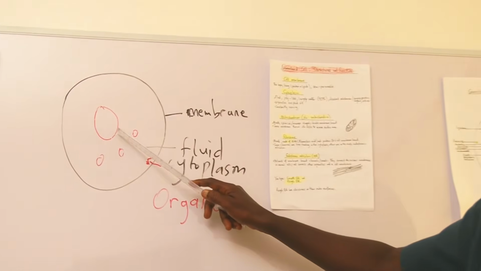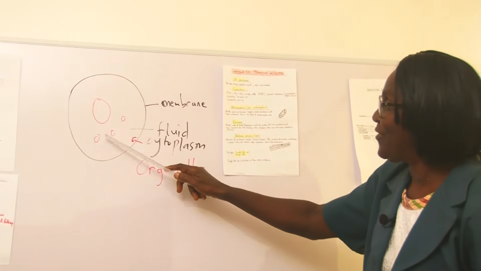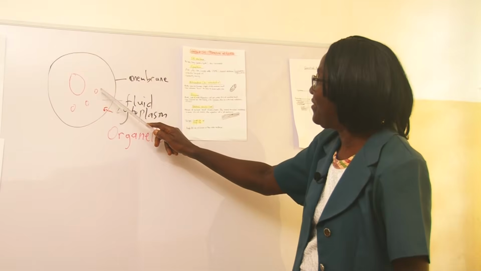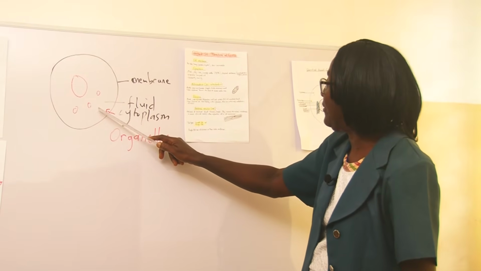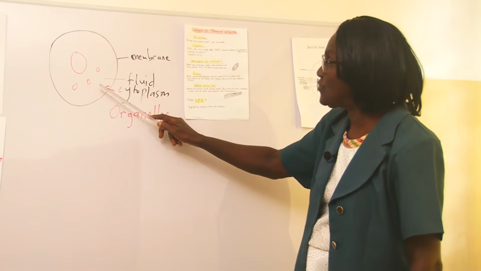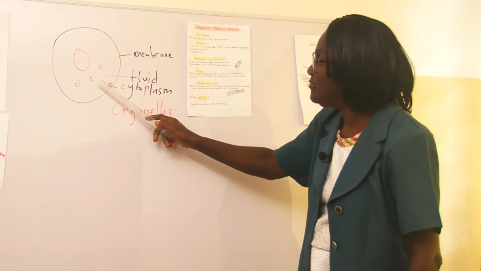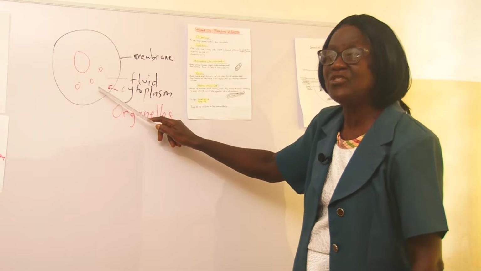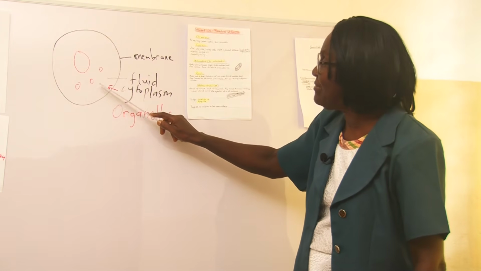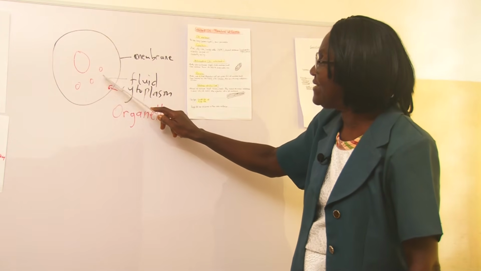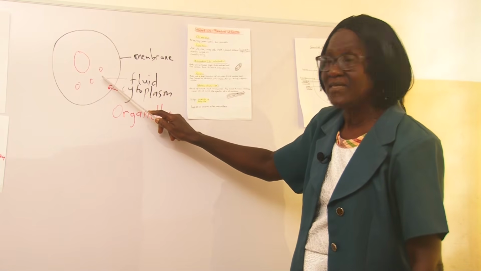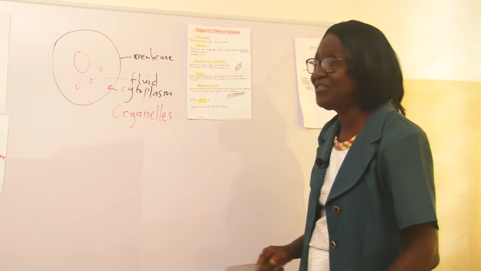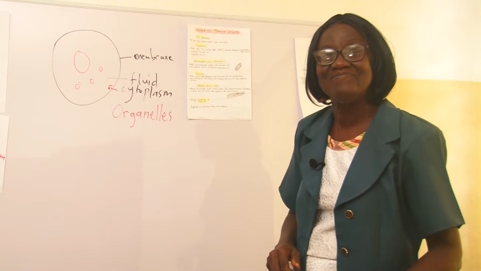The nucleus is an organelle. Mitochondria, all that. We'll talk about them. So it suspends the organelles, prevents the cell from drying out, and then also it's a medium. Because it's fluid, enzymes are in it, so it's a medium for metabolic processes. Chemical reactions take place in the cytoplasm. So that is the function of the cytoplasm.